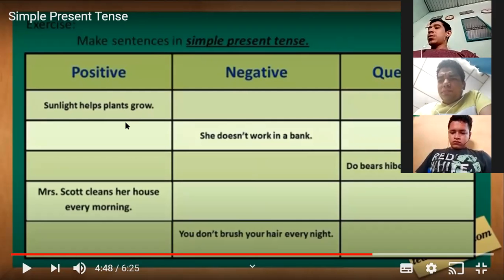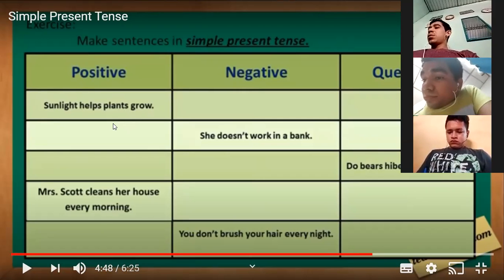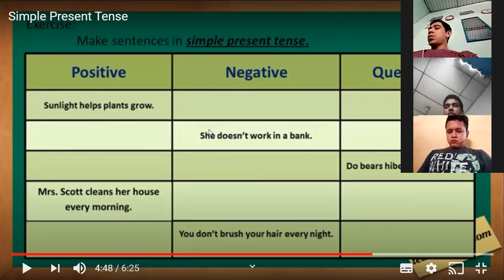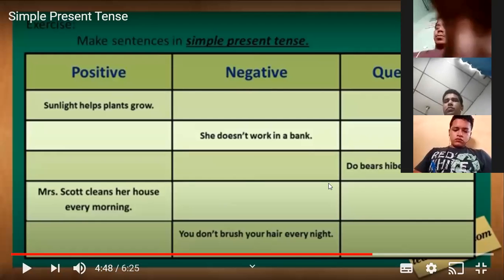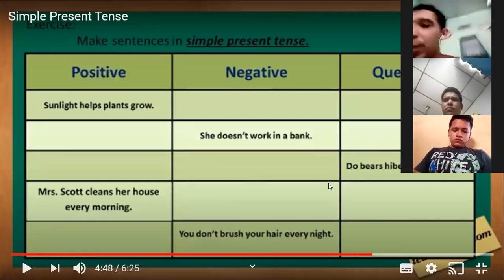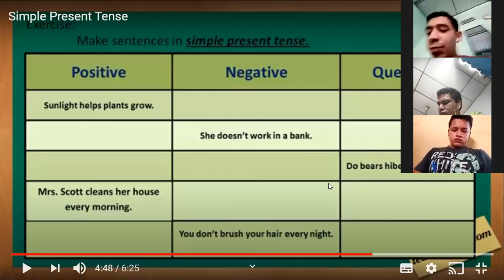Please, I'm going to give you 5 minutes so you can complete this chart, right? Continue with number 2, 3, 4, and 5. Okay, 5 minutes. You have 5 minutes. Come on, work.